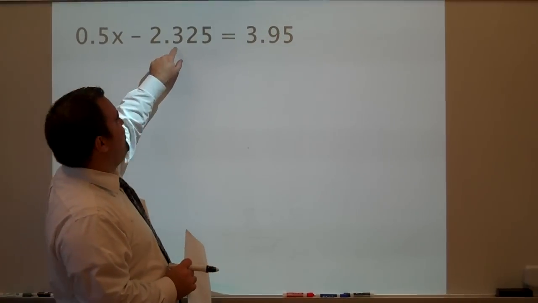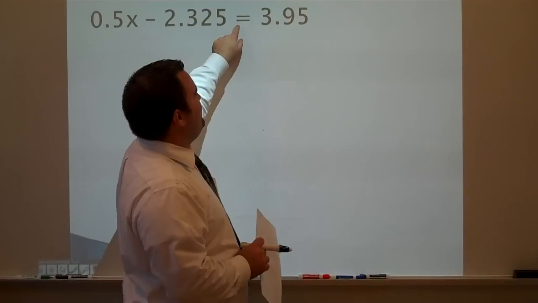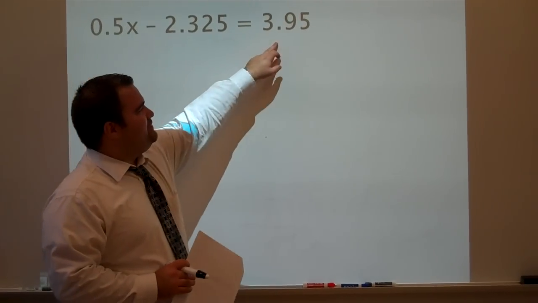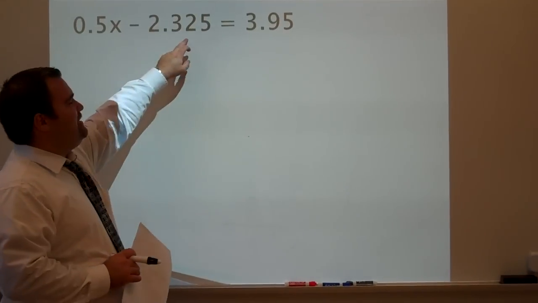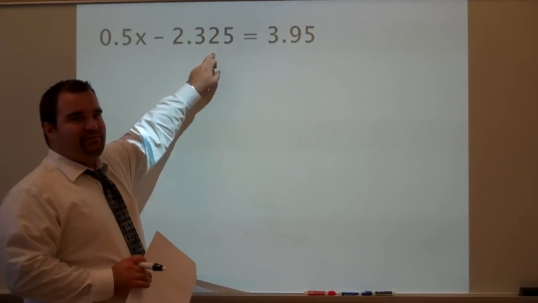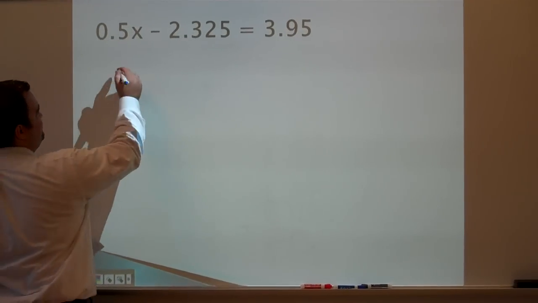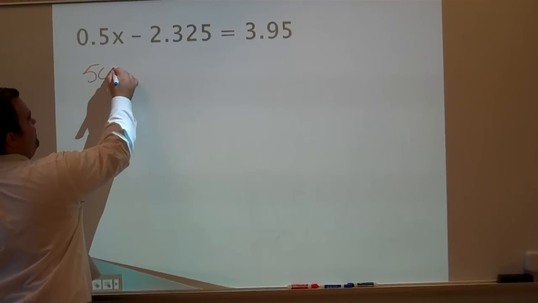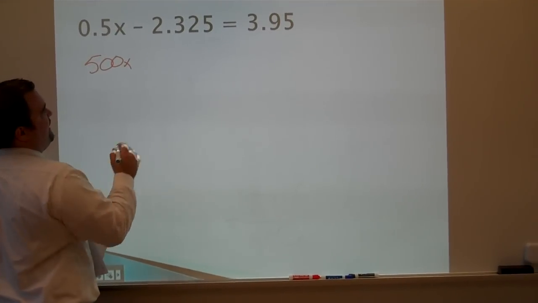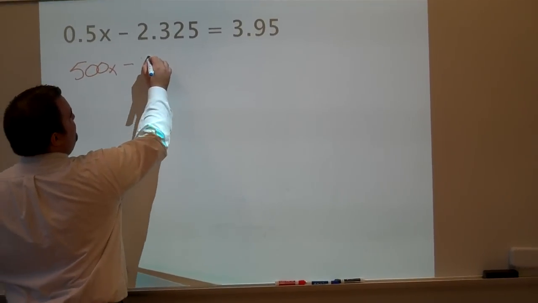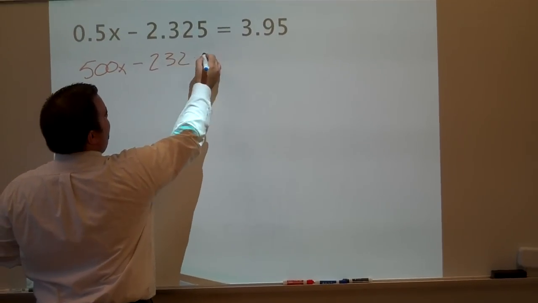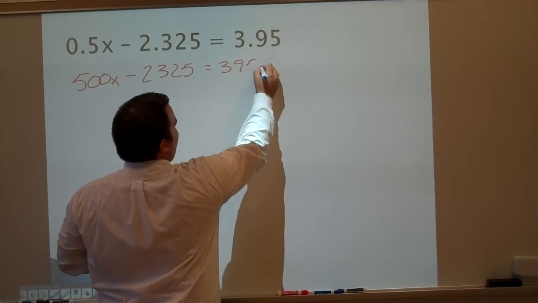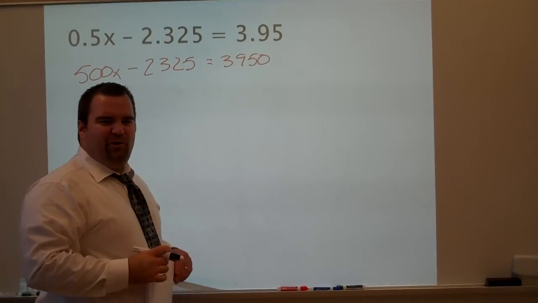0.5x minus 2.325 equals 3.95. Ooh, I see hundredths, I see tenths, and I see thousandths. Let's multiply everything by 1,000. Ooh, what's half of 1,000? 500x minus 2,325 equals 3,950. Doesn't it seem like we did a lot more work than we had to?